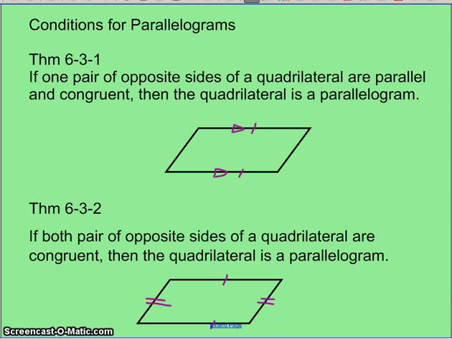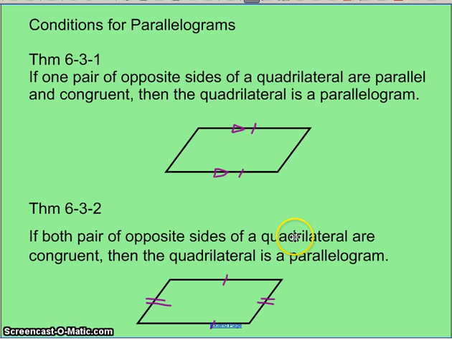You'll notice that most of these theorems are just the converse of the last section, so they're almost the exact same items in them. They're just flip-flopped, the hypothesis and the conclusion. The first one here is if one pair of opposite sides of a quadrilateral are parallel and congruent, as the markings show right here in the purple, then the quadrilateral is a parallelogram. So if we have those two things, we know that that quadrilateral will be a parallelogram.